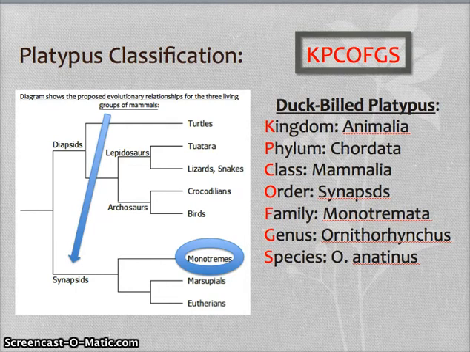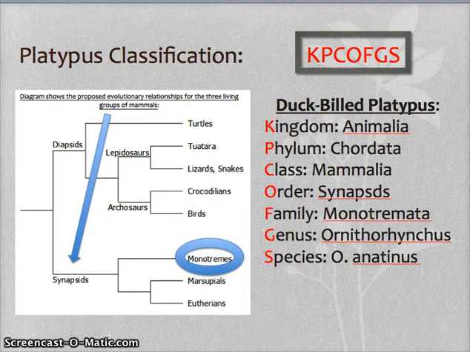The phylum is Chordata, since it has a notochord on the dorsal side of the body, and the digestive, circulatory, and nervous systems have been well developed. They are also vertebrates. The class is Mammalia, since they are warm-blooded and contain mammary glands. The order is Synapsed, and the family is Monotremata, since they are egg-laying mammals, feed their young on milk, and they only have one hole, i.e.